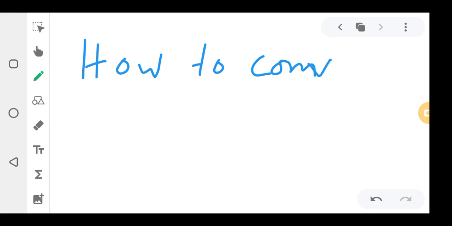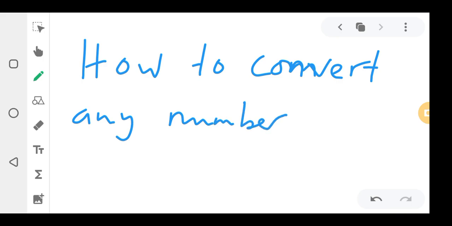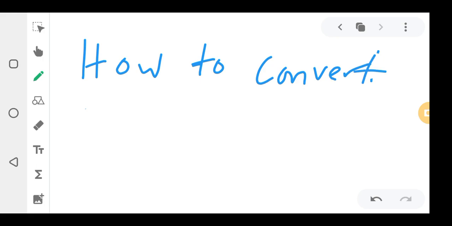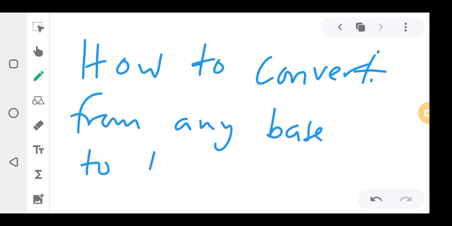Now under bases, we're going to look at how to convert any number, let me put it like this so it is easy for you to understand, how to convert from any base to base 10.